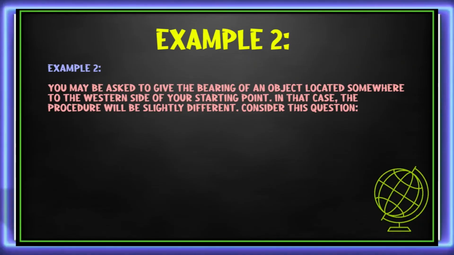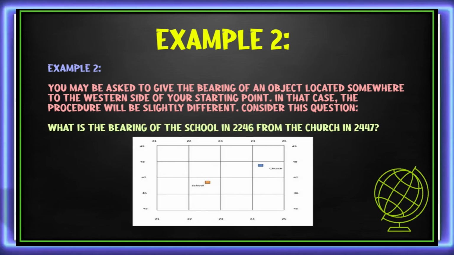Example 2. Now you may be asked to give the bearing of an object located somewhere to the western side of your starting point. In that case, the procedure will be slightly different. Consider this question: What is the bearing of the school in 2246 from the church in 2447? Let's have a look on screen.